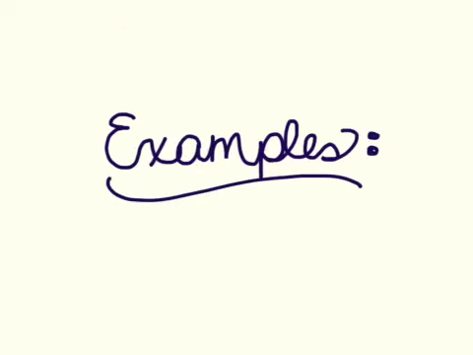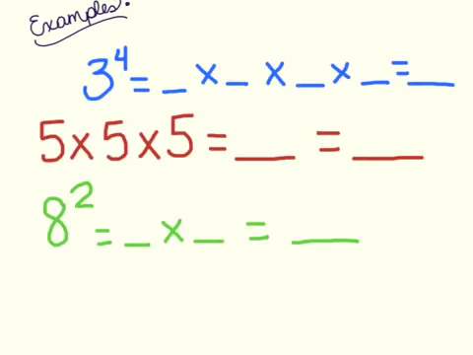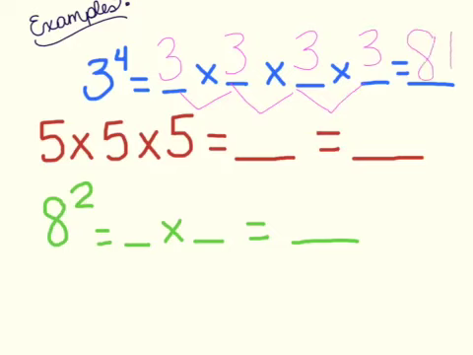Now we're just going to do a few more examples. In the first example, we have 3 to the 4th power. That means 3 times 3 times 3 times 3. 3 times 3 is 9. 9 times 3 is 27. 27 times 3 is 81. So 3 to the 4th power is 81.